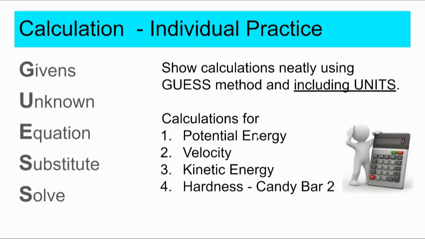Remember, it's a 4-step process. Start by calculating your potential energy, then your velocity, then your kinetic energy, and finally your hardness.